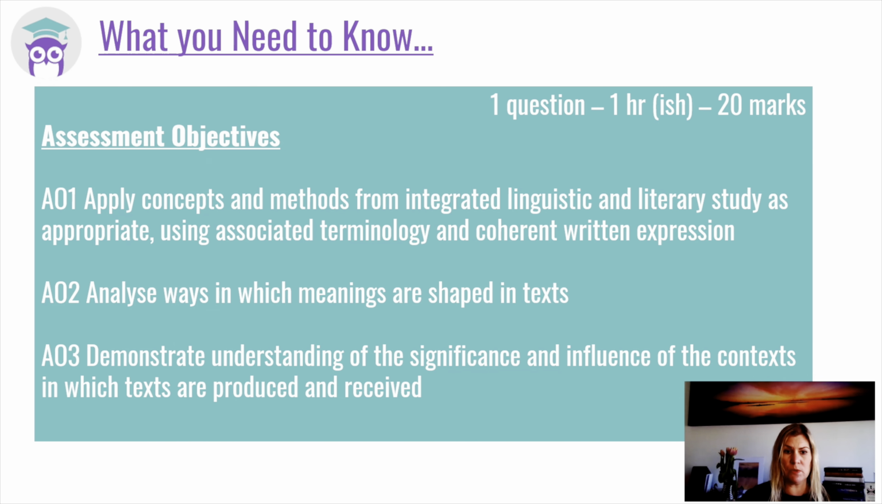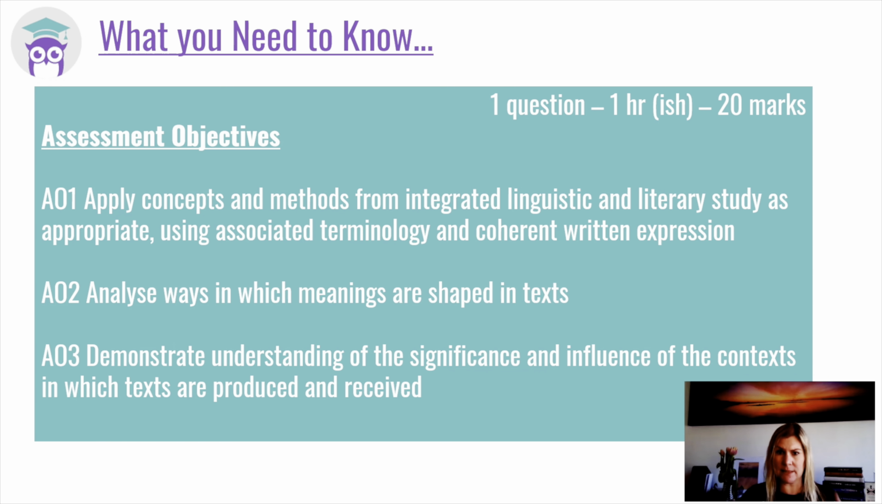But you also have this little bad boy. It says in which texts are produced and received. Okay, so that means that you can actually get some AO3 points for looking at conventions of the form as well. So it's important to revise that. And if you want any guidance there, I've done a full video which takes you through pretty much every single text type on the planet and what those key conventions are. So do have a little look at that.